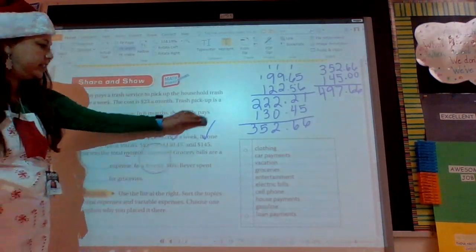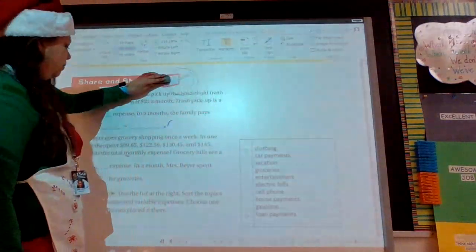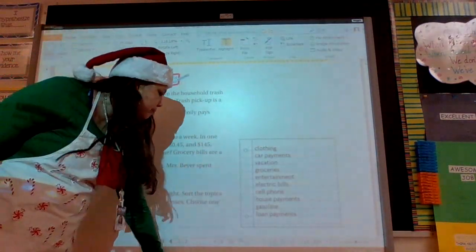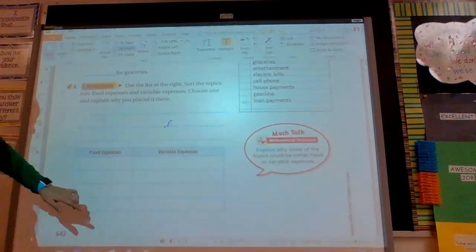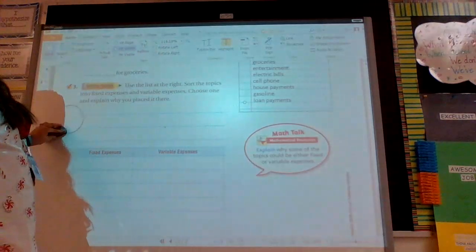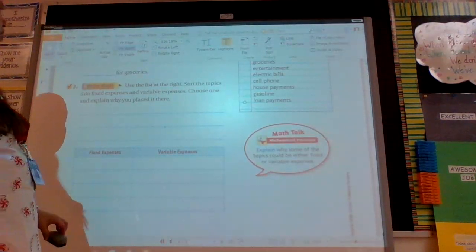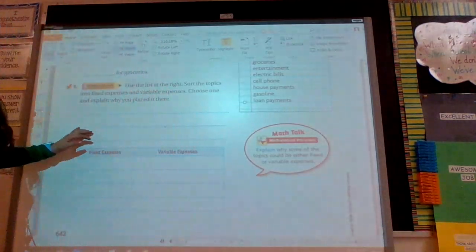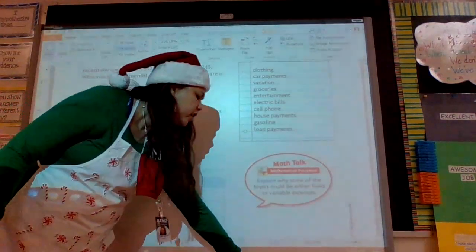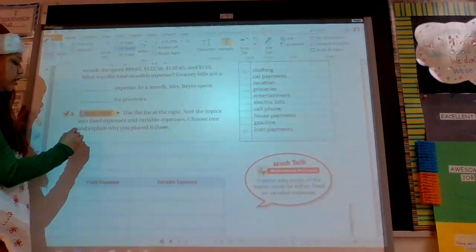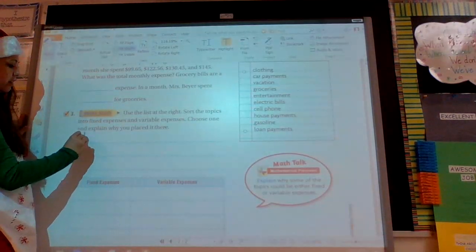I am going to erase it so that we can do this last problem, because I think I'm going to have to pull it up. Okay. Use the list to the right to sort into fixed expense and variable expense. Choose one and explain why you placed it there. So let's do that first. We're going to choose one of these over here. Let's start with the first one. Clothing. So over here's a list of items, and we're going to have to write where we're going to put this. Clothing.